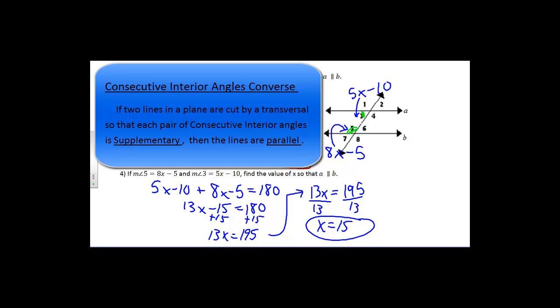Now both my answers here for problem 3 and 4 turned out to be 15. That will not always happen. We can again double check our work. If I plug it back in, 15 times 8 is 120. When I subtract the 5, I get 115 degrees. And 5 times 15 is 75. Minus 10 would be 65 degrees. Those two angles are indeed supplementary, so we know we got our problem right.